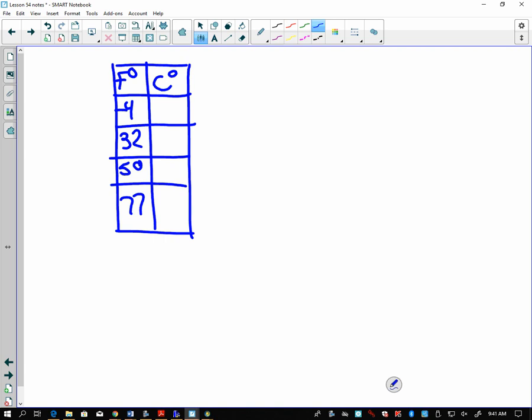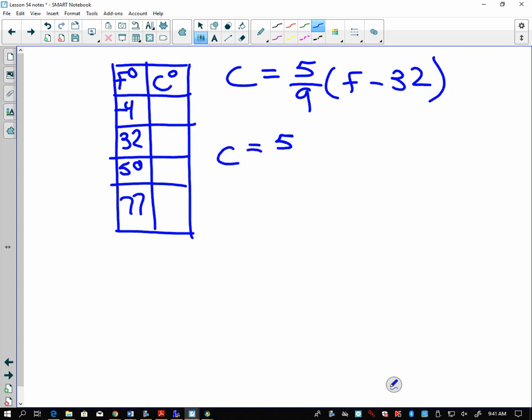So our Celsius equals 5/9 F minus 32. This is my formula, and I want to solve for C 4 times. So I'll help you out with the first one. C equals 5/9, and then I'm going to plug in the first one, which is negative 4 degrees Fahrenheit. So I'm substituting for F minus 32.